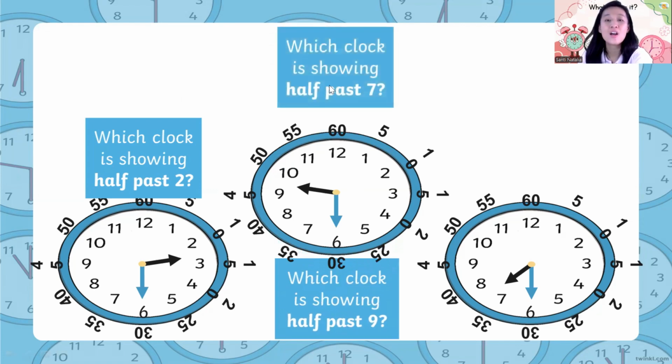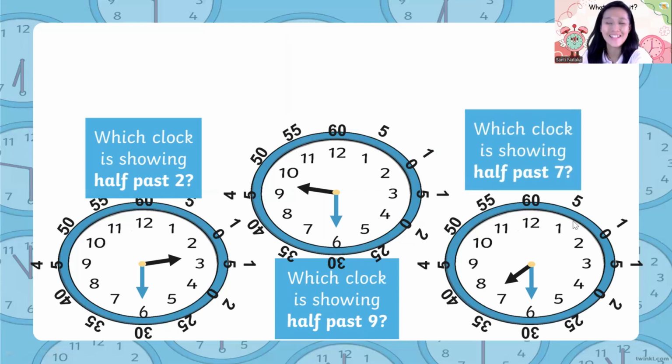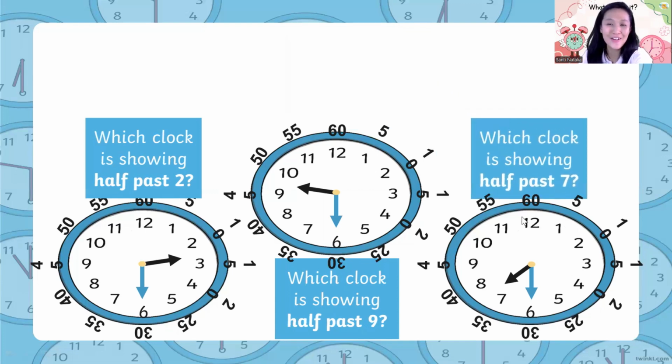And the last one, which clock is showing 7:30? The long hand is pointing 6, 7. So between 7 and 8. Which clock, children? Yes, this clock. Okay, I hope you do understand and you may take your worksheet and your pencil.